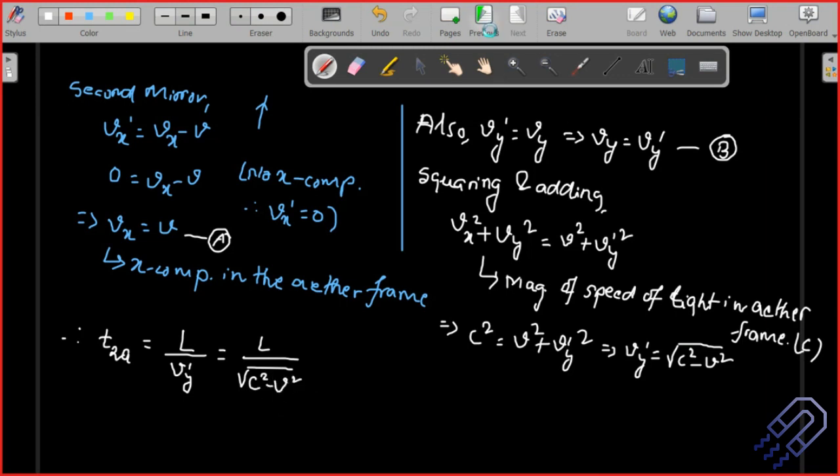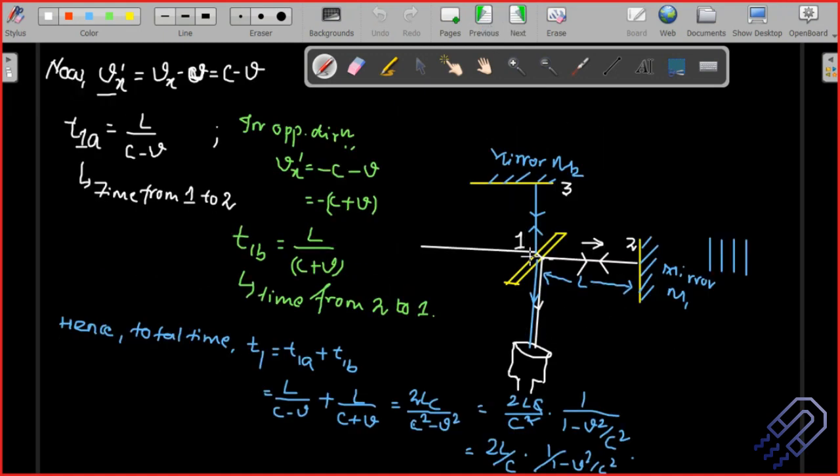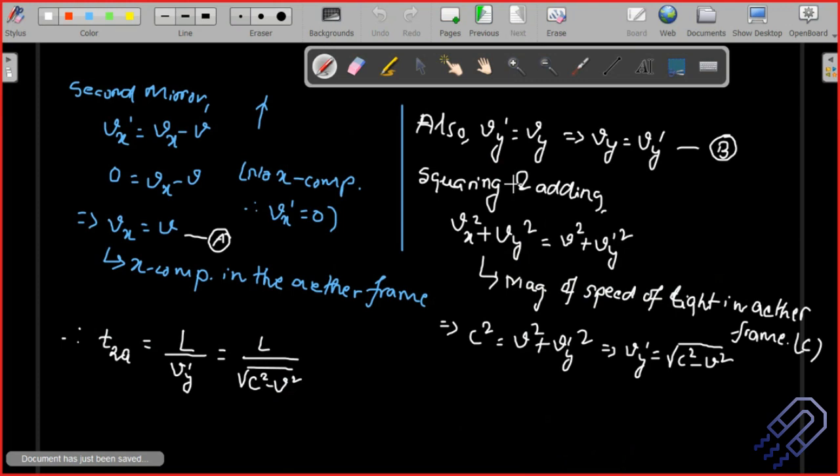What I'm doing here is finding the time taken from 1 to 3. To find that, I need to know the distance, which is again L, and the velocity. We have just found the velocity along the y direction in the earth frame or the prime frame, using this calculation. So we have put up this relation, which means this 2a is the time from 1 to 3.